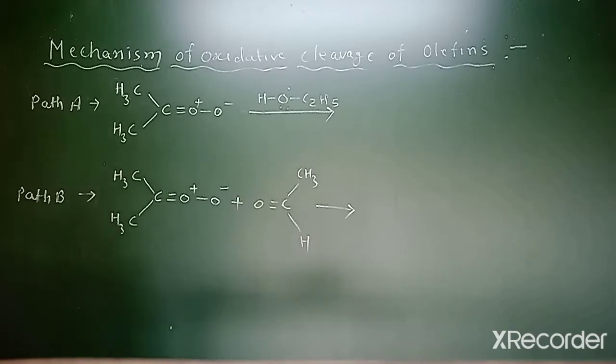Now in the next step, you can see on the board, through path A, carbonyl halide with solvent ethanol C2H5OH now gives rise to the formation of peroxide. Now let us see how the formation of peroxide takes place.